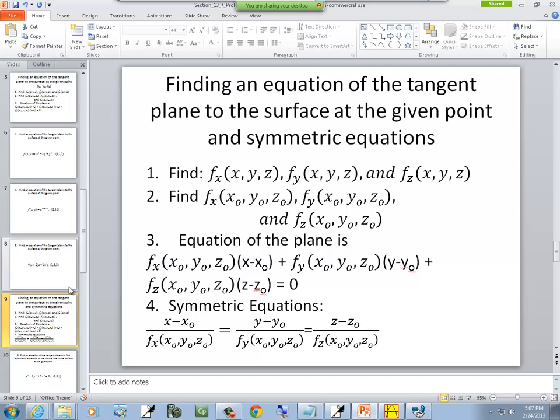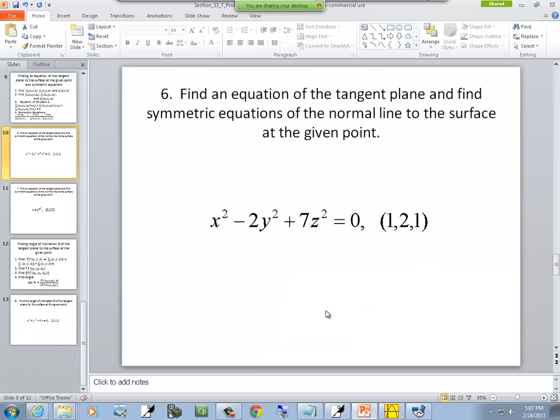Now here we're taking it a step further. We're going to do the same 3 steps, but then we'll add a 4th step on to get our symmetric equations. You see down here, it's just plugging in different items you found up above. X minus x naught over the partial with respect to x, y minus y naught over the partial with respect to y, z minus z naught over the partial with respect to z.